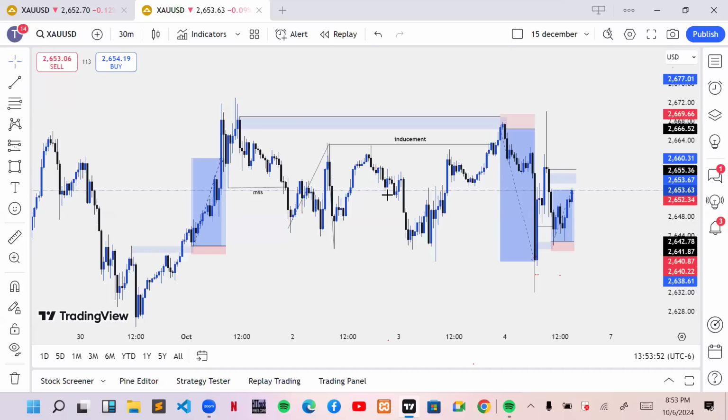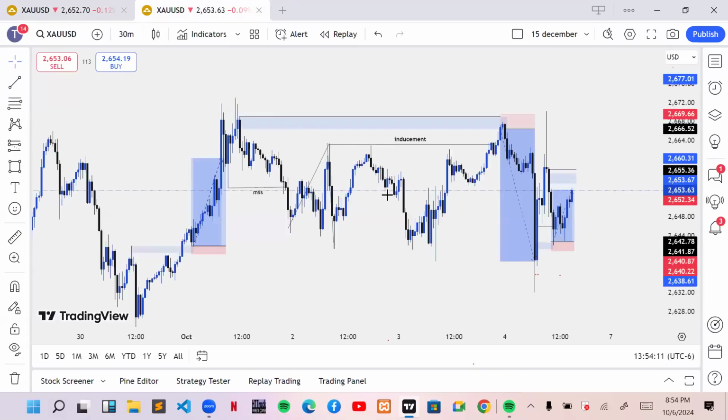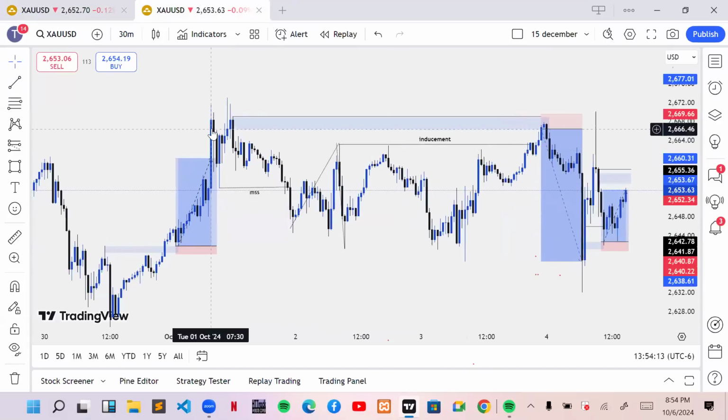Since I'm looking out for sells, what I'm now looking out for is my point of interest, that is my order block. In this case, since I'm looking for sells, I'll be looking for a bearish order block. So how does a bearish order block look? You see a bullish candle, and then you see a bearish candle engulf it. In this case, this is what it looks like, so I marked my order block from this.